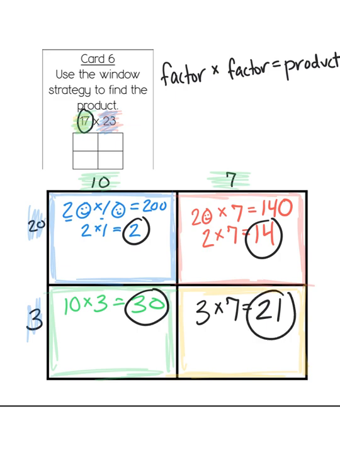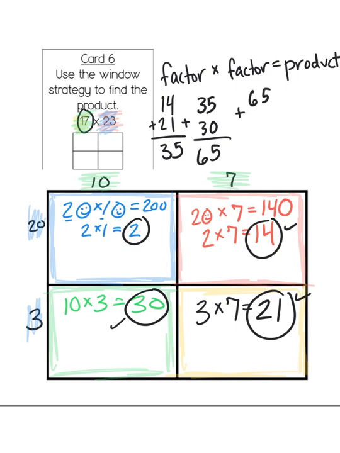Okay, so we're gonna do, let's see, 14 plus 21. That gives me 35, so I've done those. Next, I'm gonna do 35 plus 30. That gives me 65. And then 65 plus 2 more gives me 67. So my product for 17 times 23 is going to be 67.